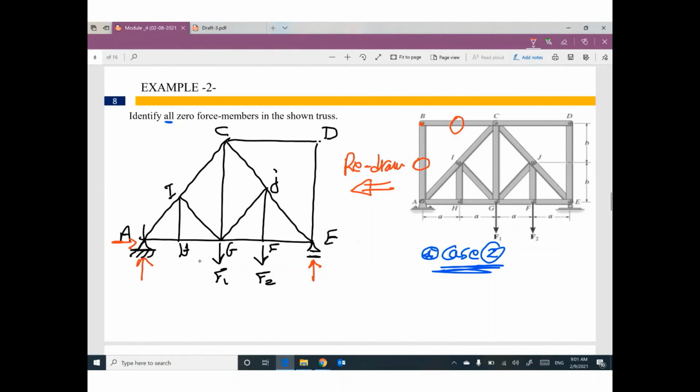Also, joint D. How many members at joint D? Two members. Do you have any external load? No. This member and this member are zero. I can delete them from the truss.